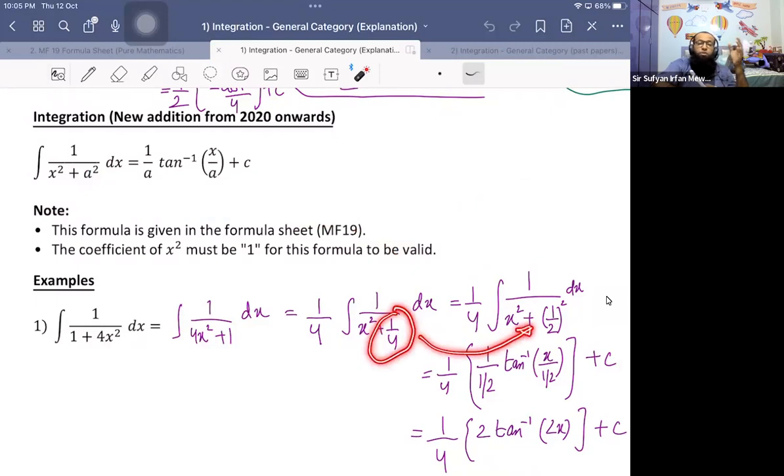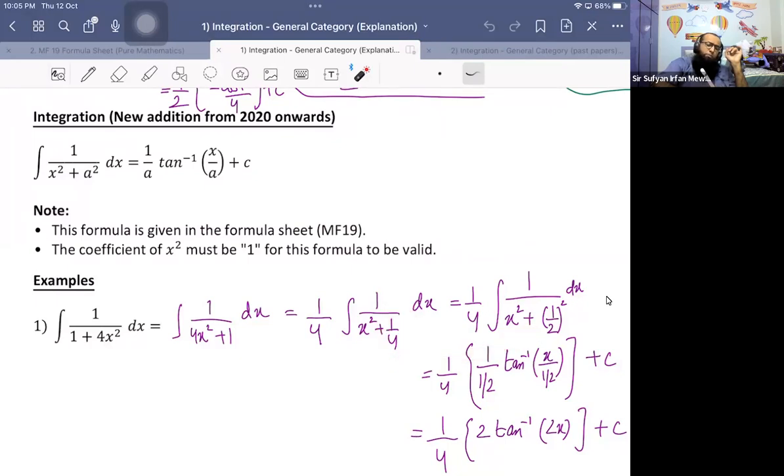1 upon 4 को हमने a square form में लिखा है. सही है? Coefficient of x square is taken as 1. Coefficient of x square should be 1. So I've made it 1. Then the 1 upon 4 will become 1 upon 2 whole square.